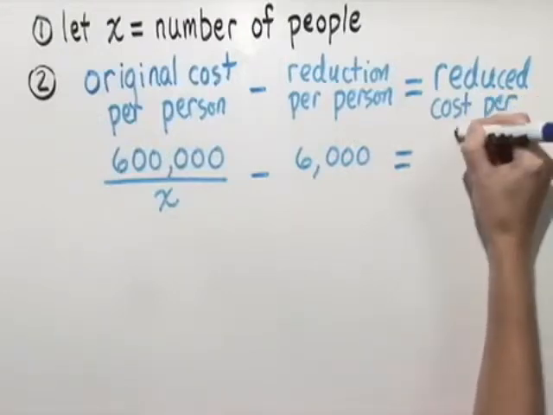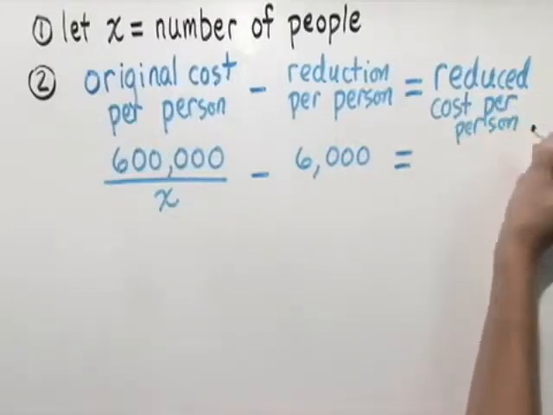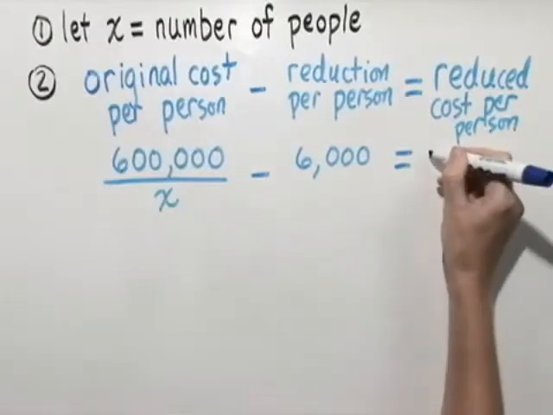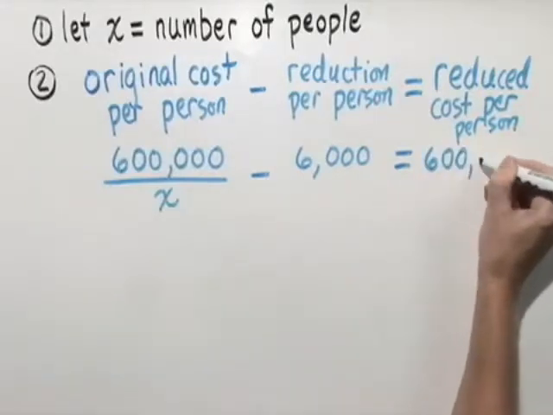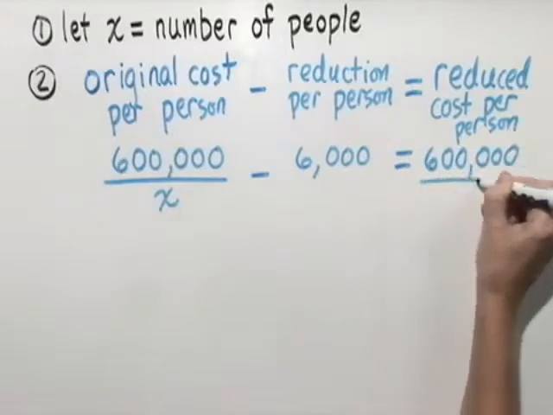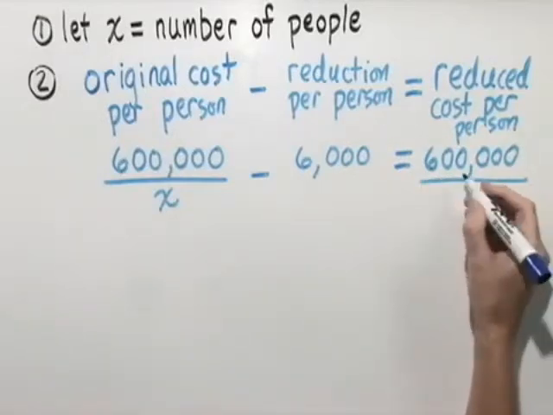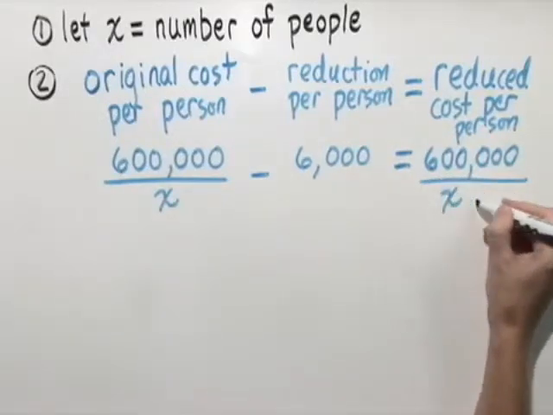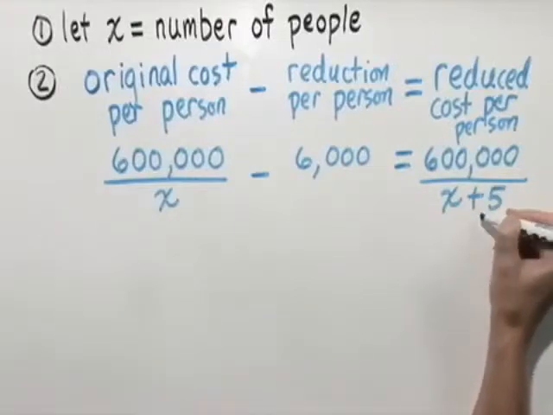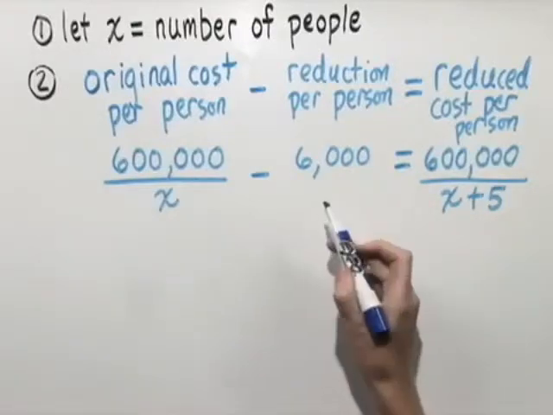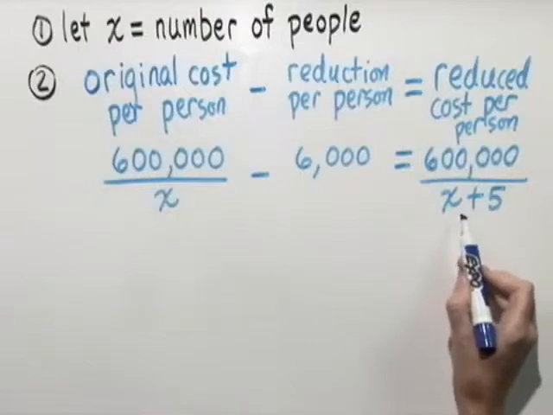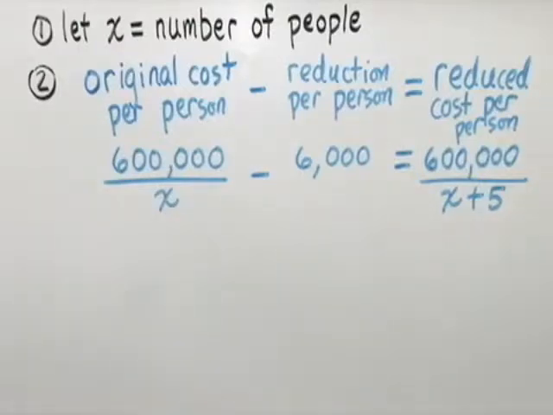per person. Well, the reduced cost per person is again the total amount that the cabin costs divided by the number of people. Well, we were told if 5 more people joined the original group, then the price would be reduced by $6,000. So we're going to divide by X plus 5 on the right-hand side.